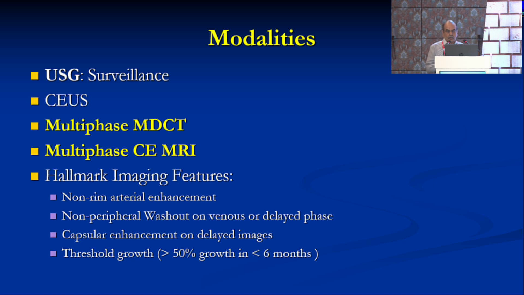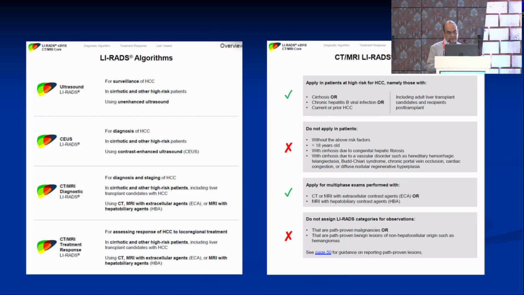The hallmark or the major imaging features that are talked about in this nomenclature for the lesions are non-rim arterial phase enhancement, non-peripheral washout on the venous phase, capsular enhancement in the periphery of the lesion, and threshold growth, which is defined as more than 50% increase in diameter in less than a 6-month interval. So these are the algorithms that are laid down by LIRADS. We'll focus on the algorithm based on CT and MR.